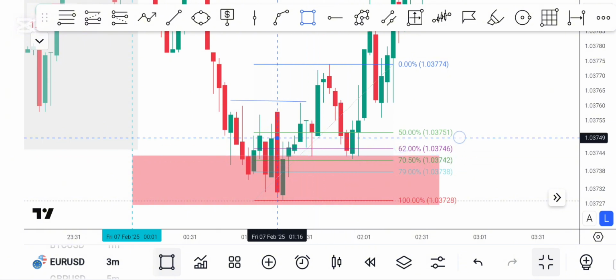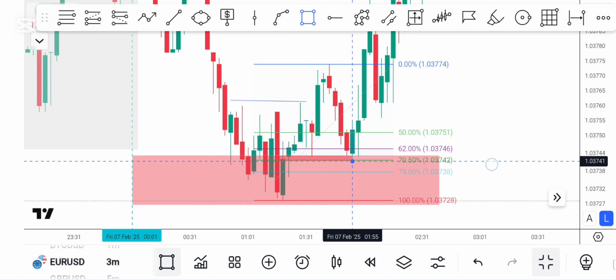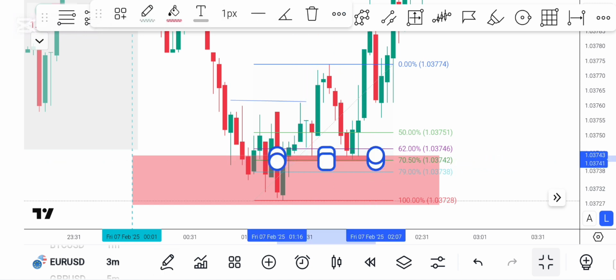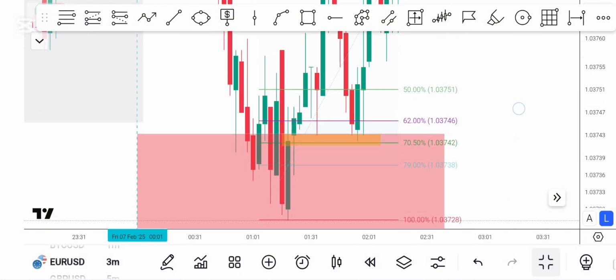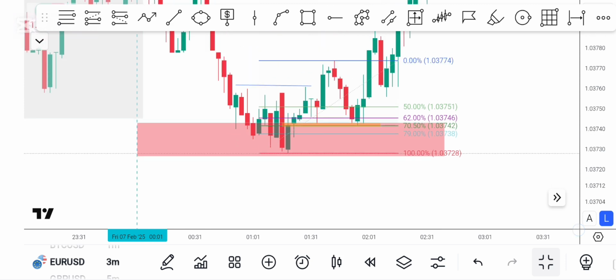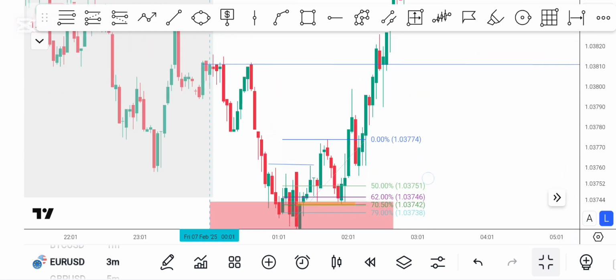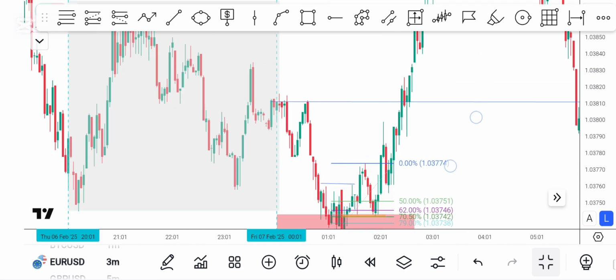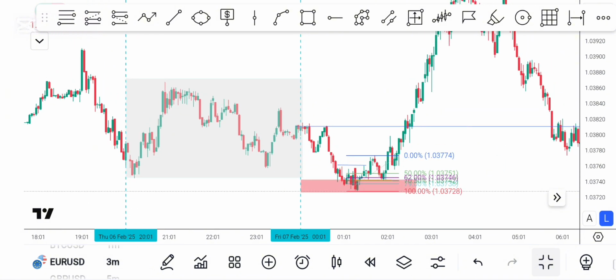And if you study carefully, you see that we have a volume imbalance right here. Then you see how price trades back into that volume imbalance and hits it beautifully with this confluence of the optimal trade entry level, and then it takes off from there.